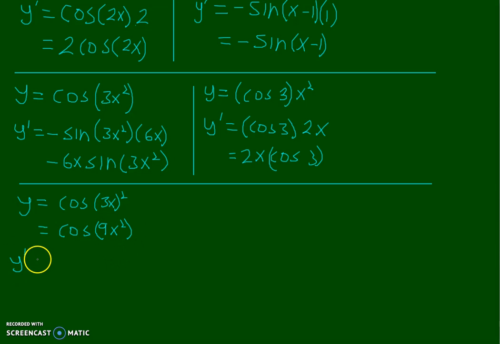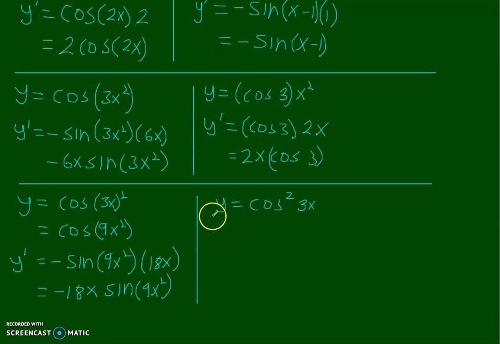So y prime equals, derivative of cosine is negative sine. Keep the inside piece intact. And then we differentiate the inside piece, which is 18x. So the result would be negative 18x sine 9x squared.